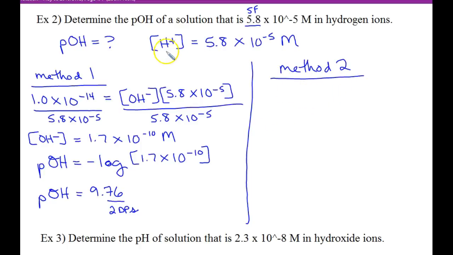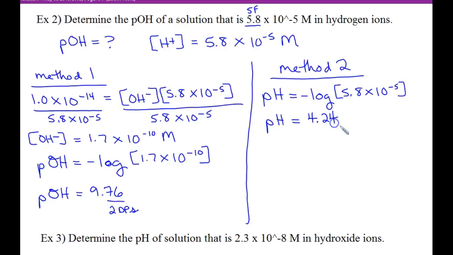We could say, well, since we have the hydrogen ion concentration, we can solve for pH and take the negative log of 5.8 times 10 to the negative 5. So we would get that our pH equals 4.24, again, rounding this to 2 decimal places because this concentration has 2 sig figs. And then, if you refer back to the equations at the top, pH plus pOH equals 14. So I can say 14 minus 4.24 equals my pOH, which is, again, 9.76.